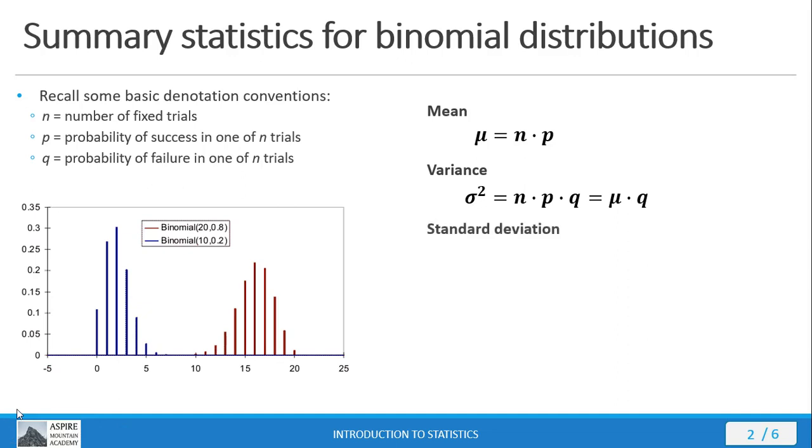Standard deviation, as always, is just the square root of the variance. So it's no surprise how we're going to calculate that. We simply take the square root of the product of the number of fixed trials, the probability of success, and the probability of failure. We could also rewrite that as the square root of the product of the mean of the distribution times the probability of failure.